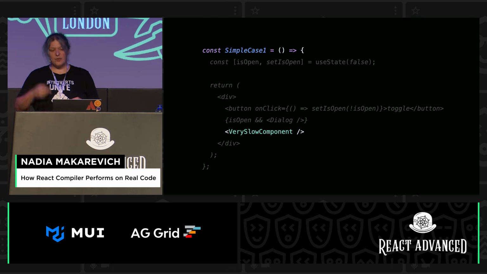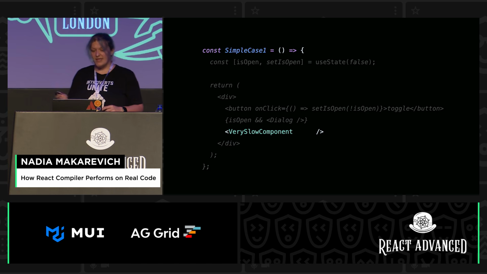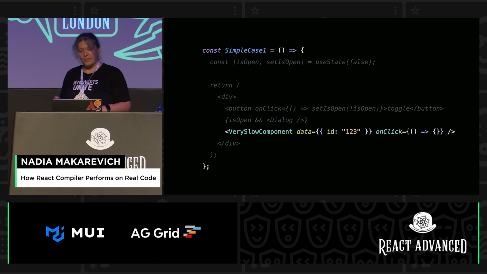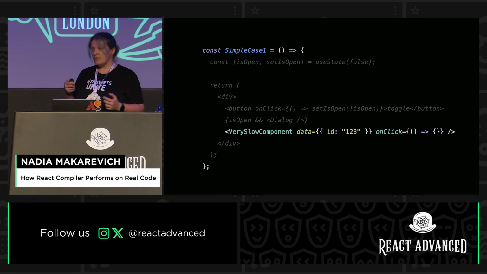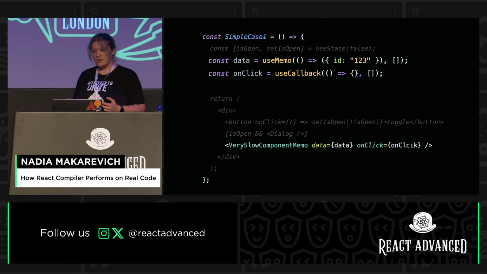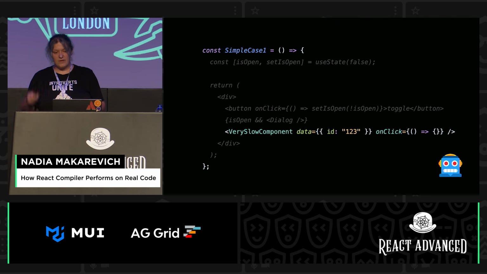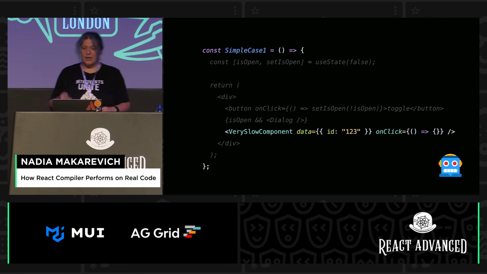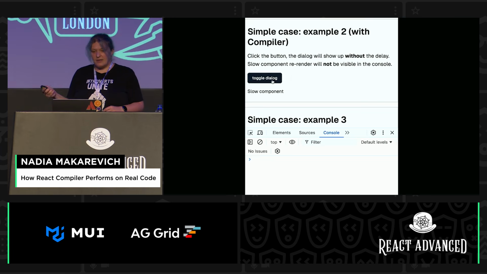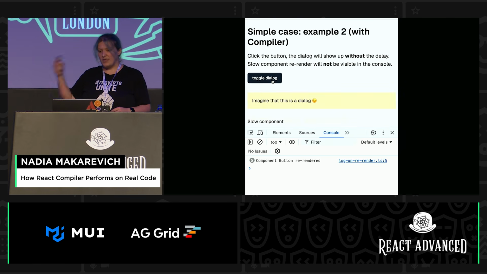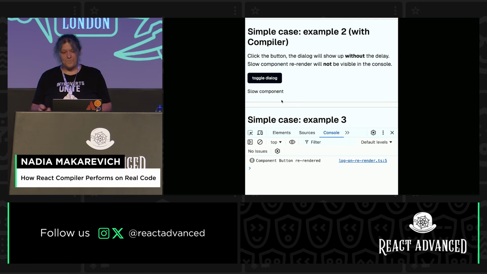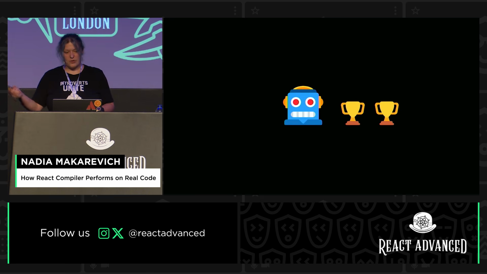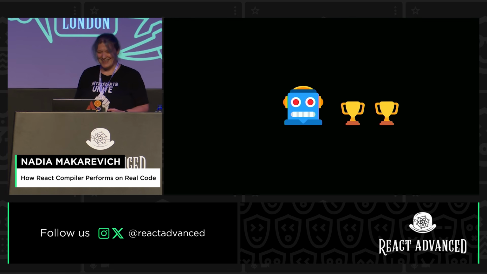Let's now make it a little bit more complicated and add some props to the very slow component. Standard stuff, an object, and a function. So if I wanted to memoize it manually, this would be the classic trio: useMemo, useCallback, and memo itself. Let's again get rid of it and apply the compiler to the code. The end result, exactly the same. Only the button re-renders, the slow component doesn't re-render, the dialog pops up instantly. I'm adding another win to the compiler. Good job, I love it.